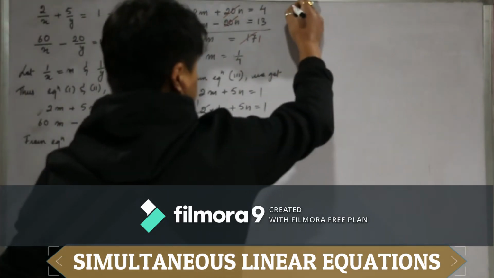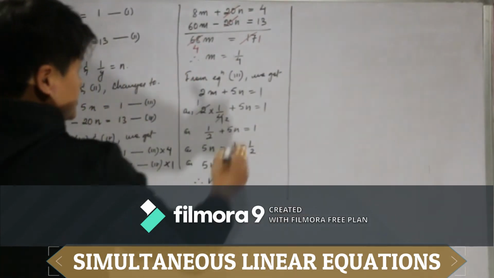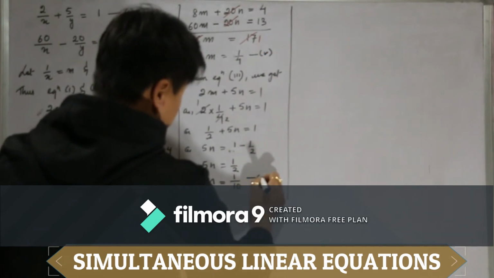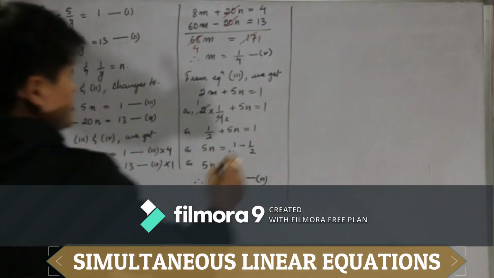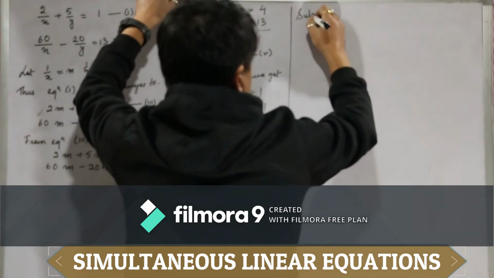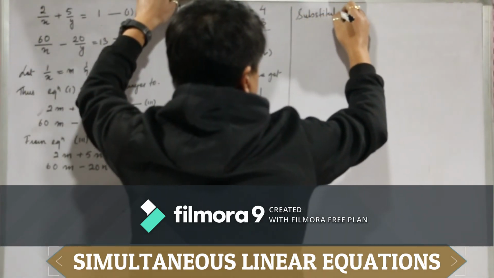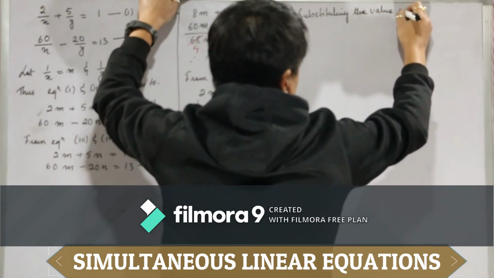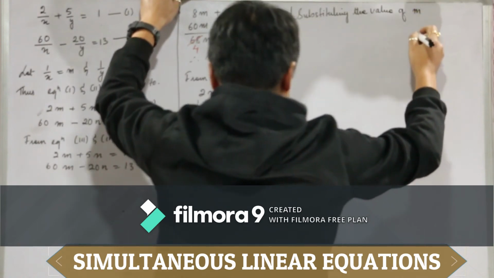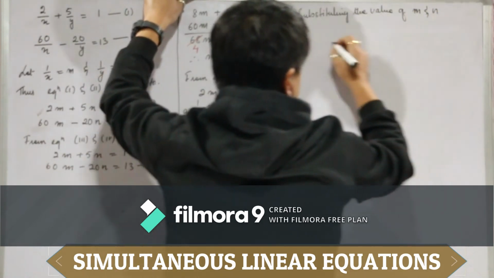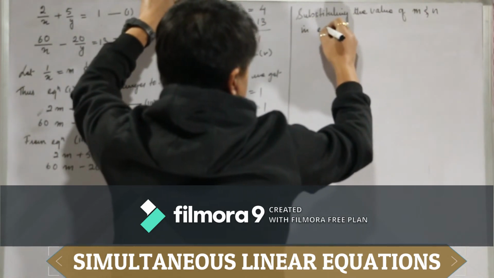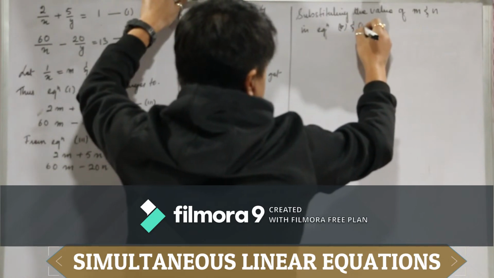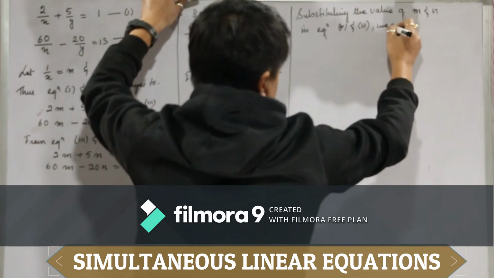Okay, now let's consider this as equation 5 and this as equation 6. Now, substituting the value of m and n in equations 5 and 6, we get.